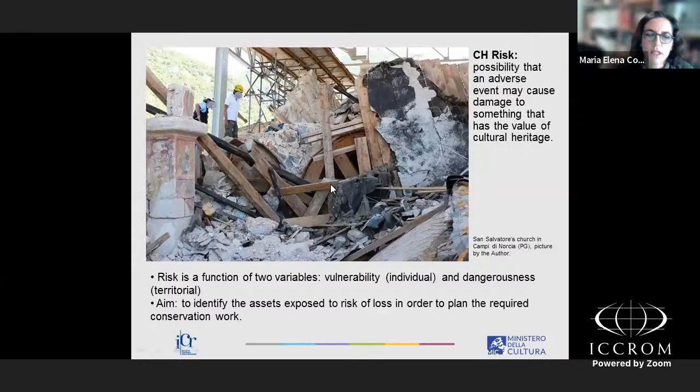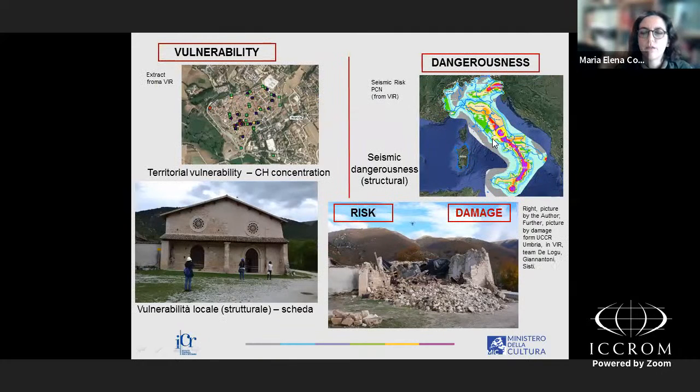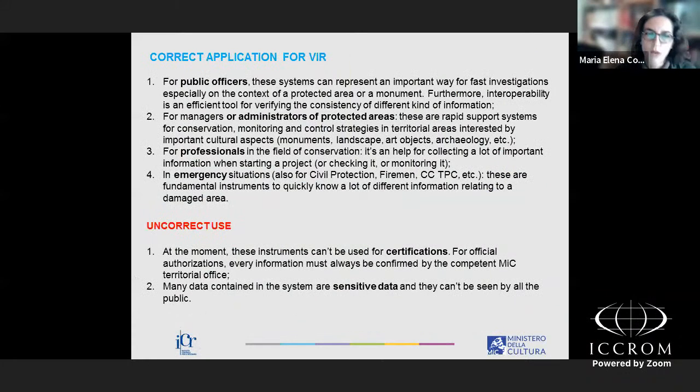Here we can see what we intend for risk. A risk is a function of vulnerability and dangerousness. Vulnerability is given by CH concentration or also vulnerability form for a single monument, while dangerousness is given to us by the information of other institutions. Comparing them and collecting them on VIR, we can find which is the risk for a monument. Unfortunately, in this case, this wasn't a risk. This has been transformed in damage, but this is a church in which we are working on.